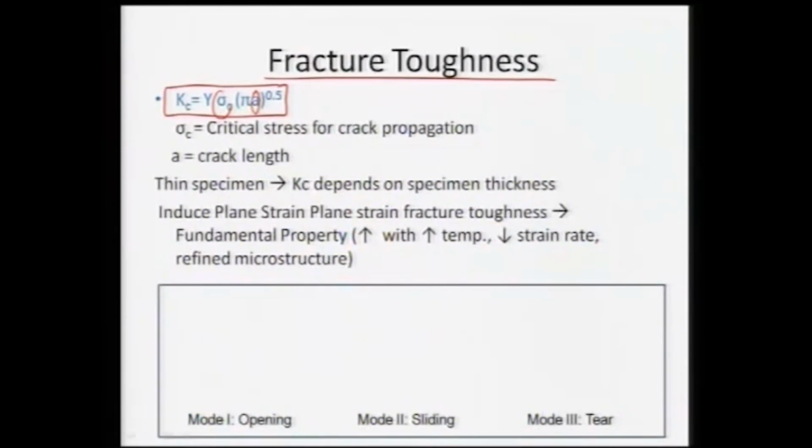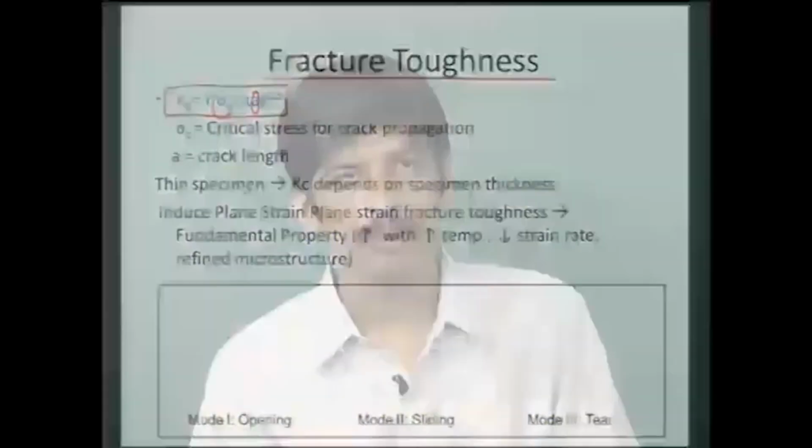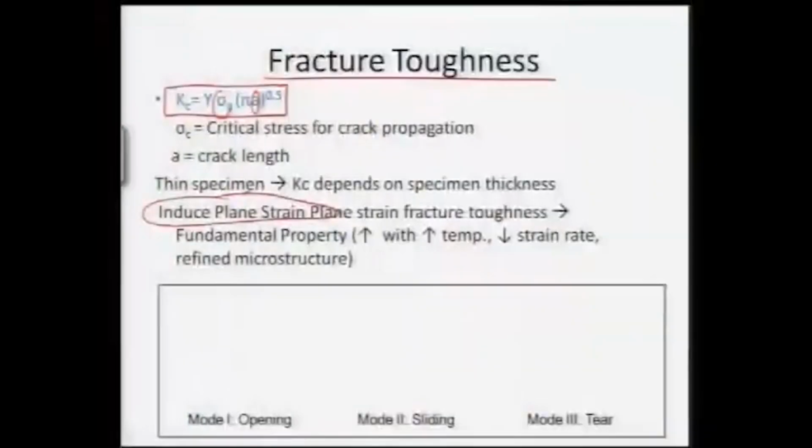Generally we can see that when we have a thin specimen, the fracture toughness will depend on the specimen thickness, because now the material can also deform along the third direction. If we take a very thin material, it can start deforming along that side, so the toughness will also be very different. If we don't allow the strain to accumulate along the thickness, we can enhance the thickness of the material. In that case it will restrict any deformation along the z axis or the third axis. By that we can also induce plane strain conditions. And what do plane strain conditions do? It becomes a fundamental property.